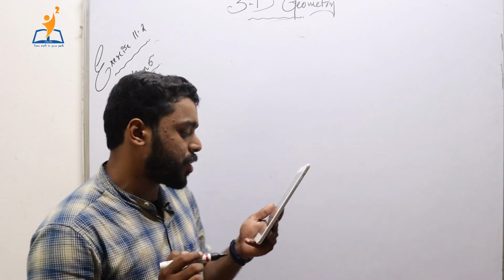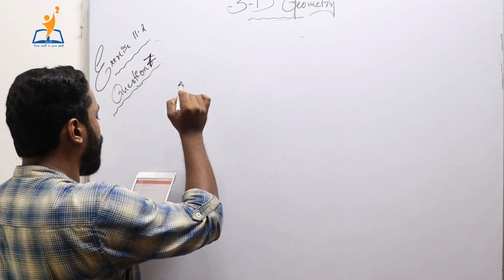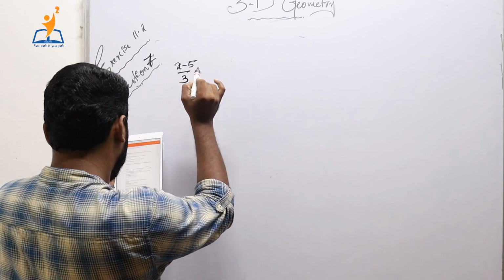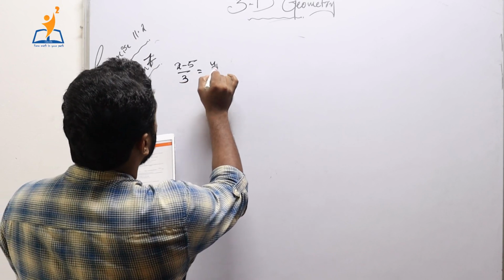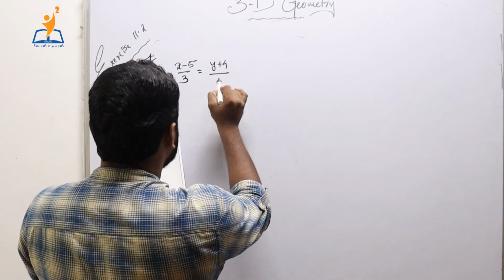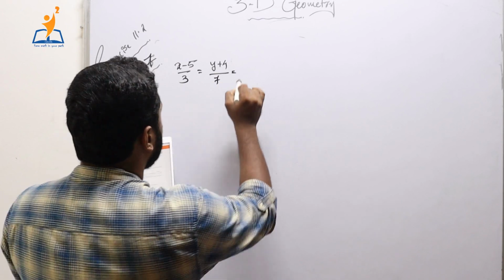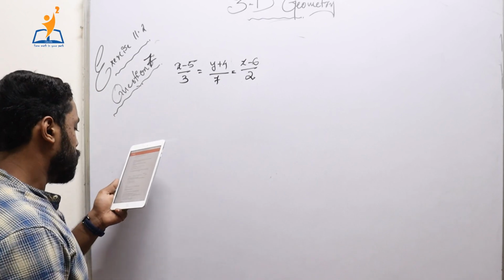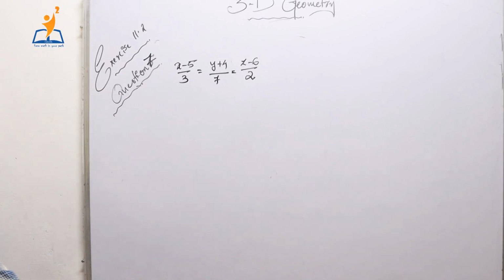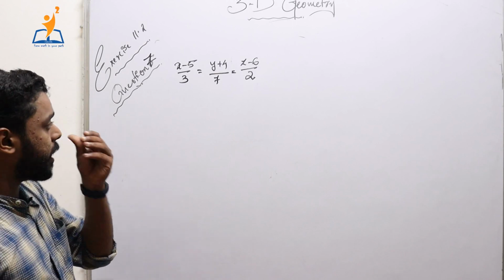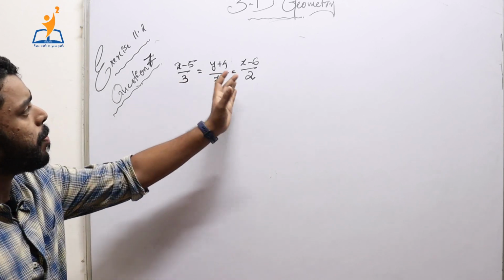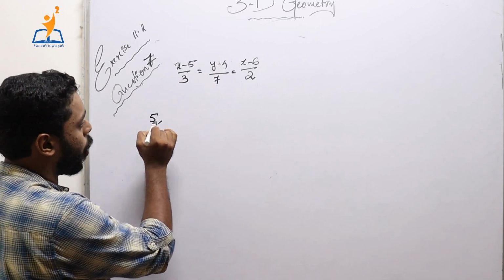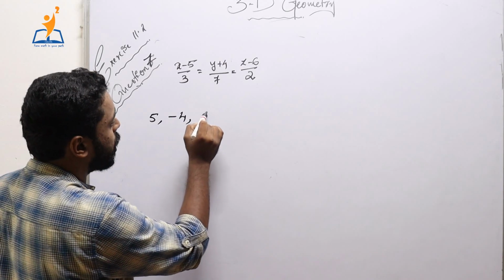Question number 7 is that the Cartesian equation of a line is (x minus 5) by 3 is equal to (y plus 4) by 7 is equal to (z minus 6) by 2. This is the Cartesian equation of a line, and we have to find its vector form. This is a very simple question. From this equation itself, it is clear that the line passes through the point (5, minus 4, 6).